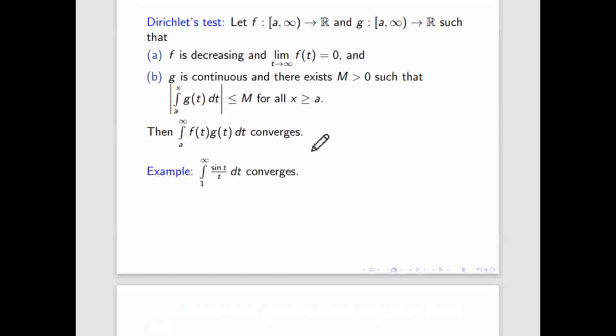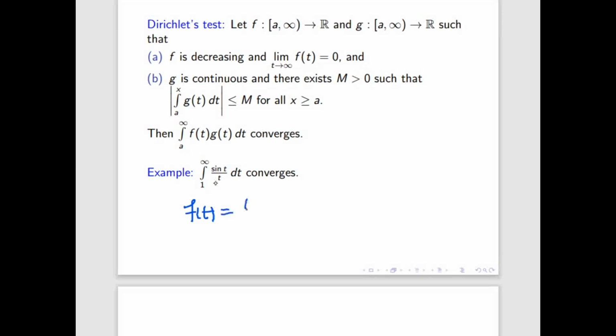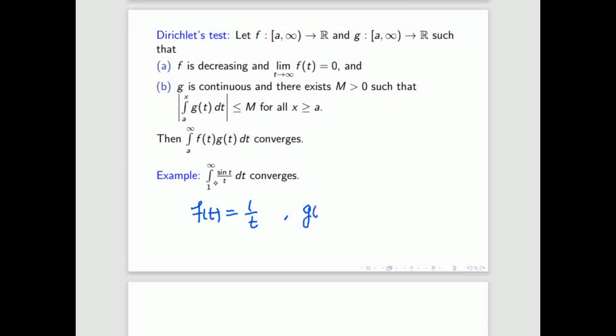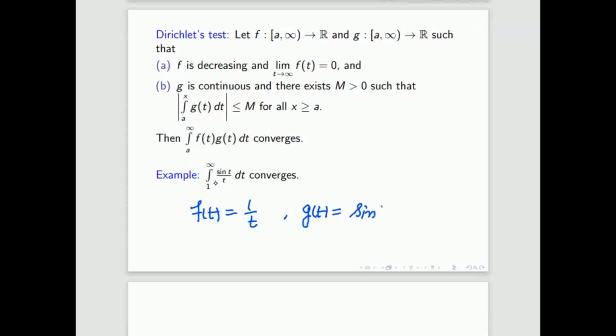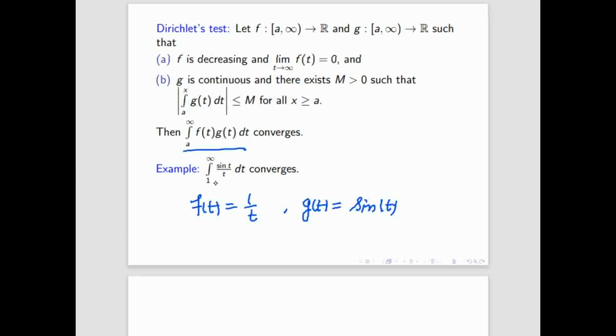So you can apply this on sin t over t. Here take f(t) equal to 1 upon t and g(t) equal to sin t. 1 upon t is decreasing, and its limit is 0. The first condition says that f(t) is decreasing and its limit is 0, so it is satisfied for f(t).